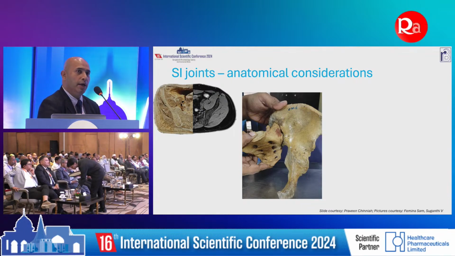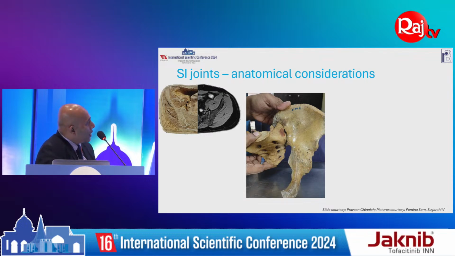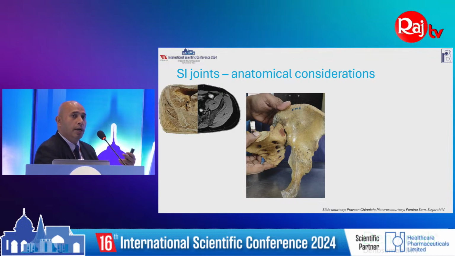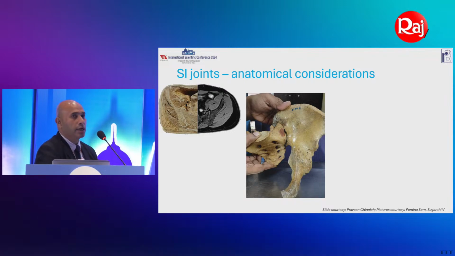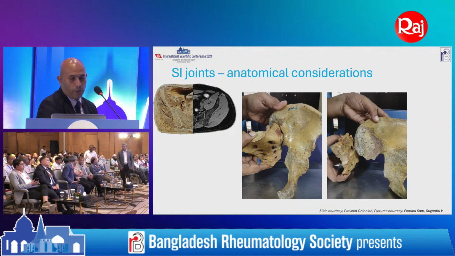So what we need to understand is a few anatomical considerations when we talk about MRI. Now this is the sacroiliac joint we're talking about. It has an anterior part and a posterior part. The anterior part of the SI joint is actually the cartilaginous part, and the posterior is the ligamentous part.